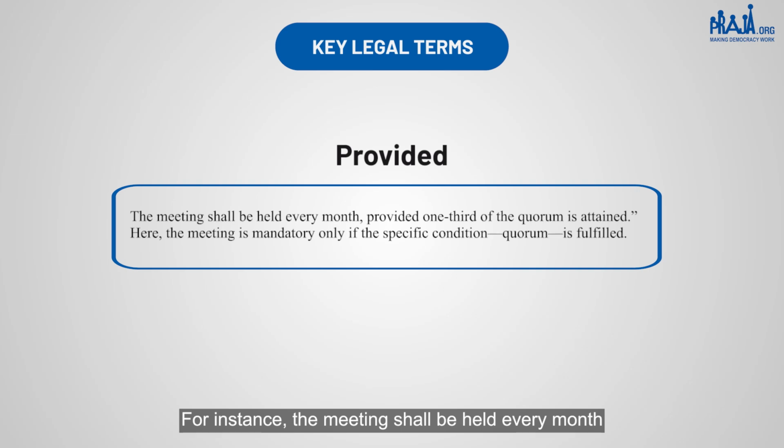For instance, the meeting shall be held every month provided 1/3 of the quorum is attained. Here, the meeting is mandatory only if the specific condition, quorum, is fulfilled.